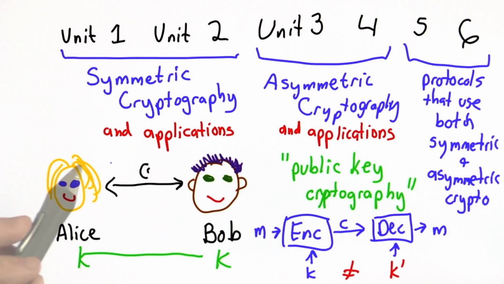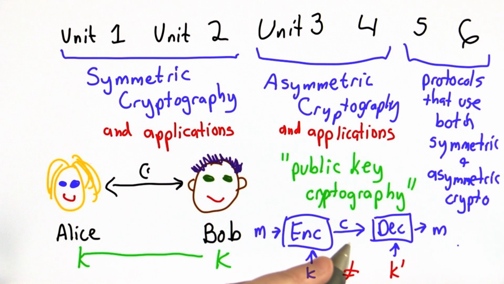So that's why most interesting protocols, like the one we saw for accessing a secure website, involve both symmetric and asymmetric cryptography.